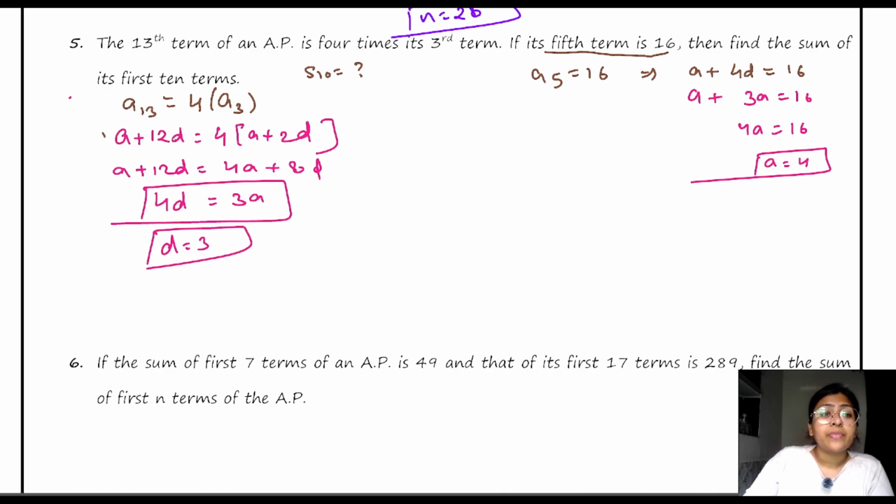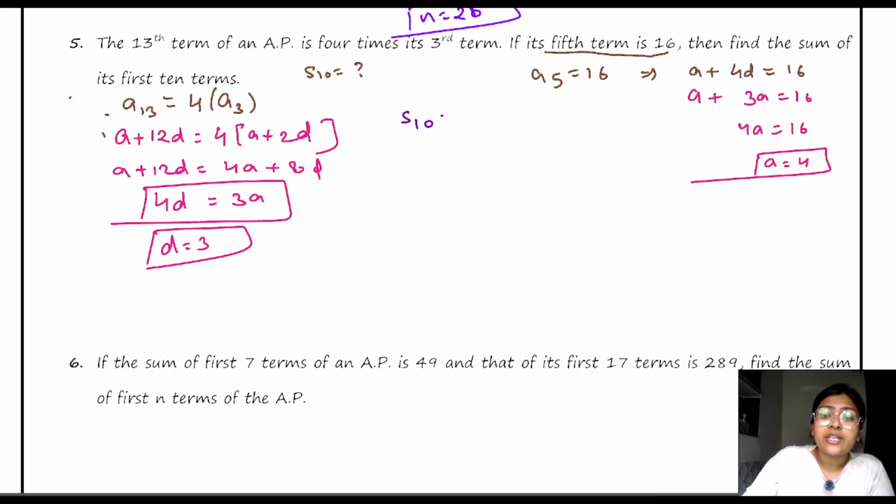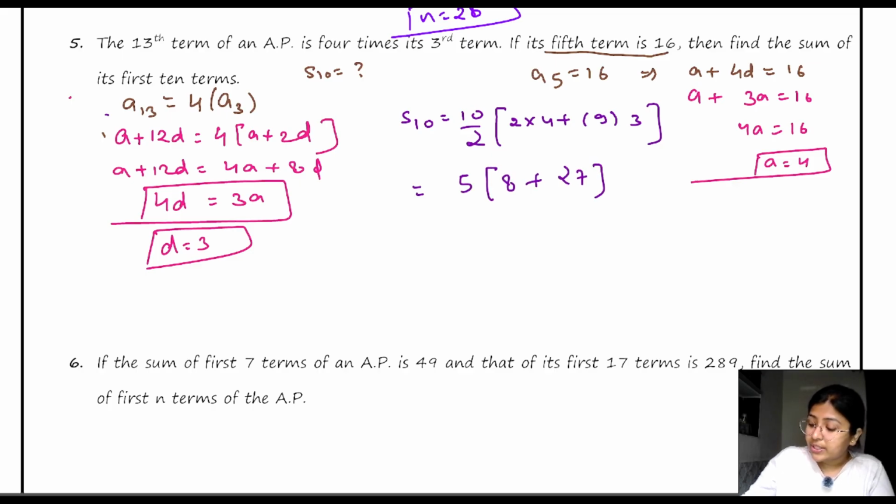Okay. The sum of 10 terms. S10 is equals to 10 by 2 bracket 2 into A plus n minus 1 into D. Yes, we are simplifying this. So it will be 5 times 8 plus 27. 8 plus 27 will be 35, and 35 into 5 will be 175.